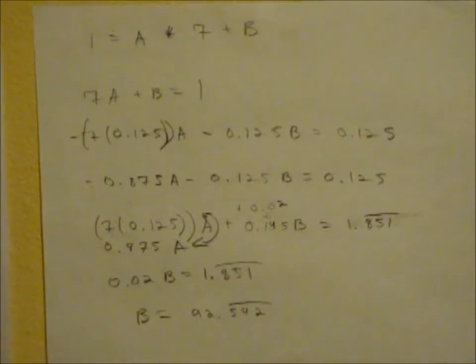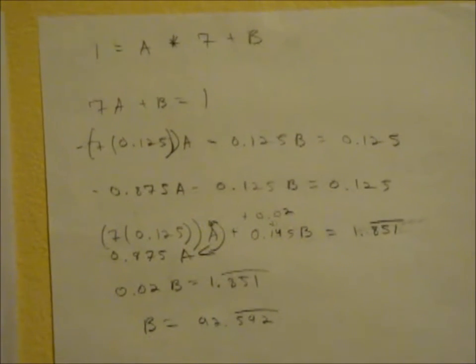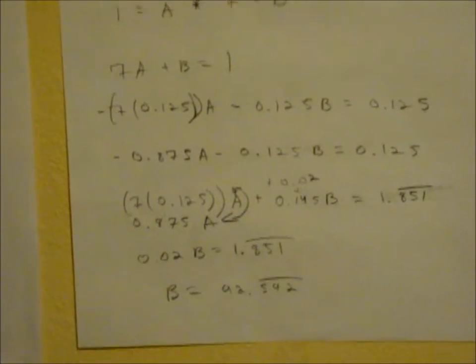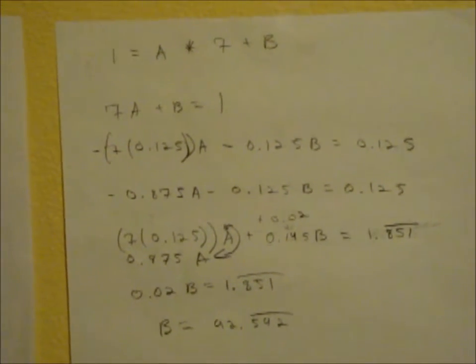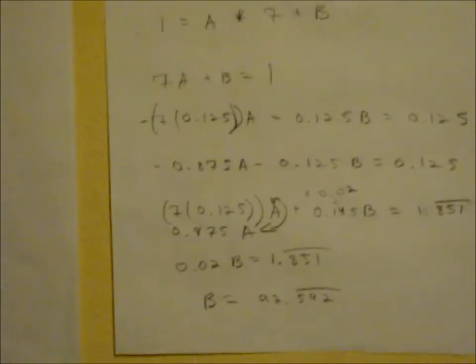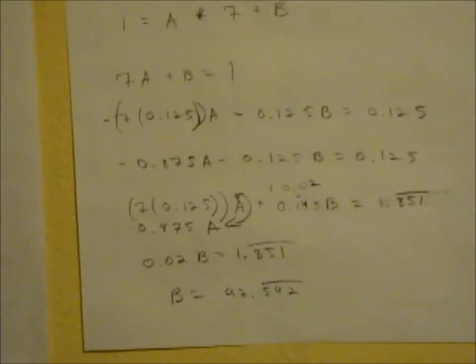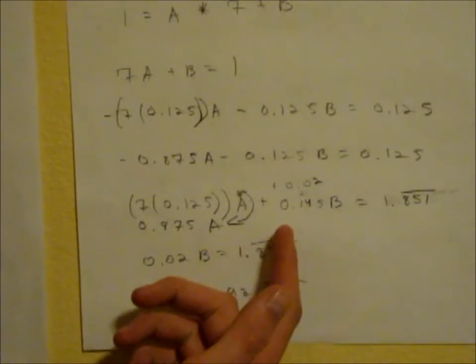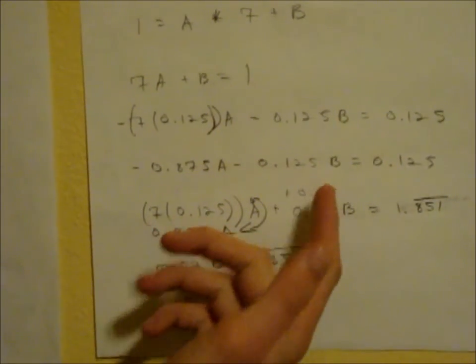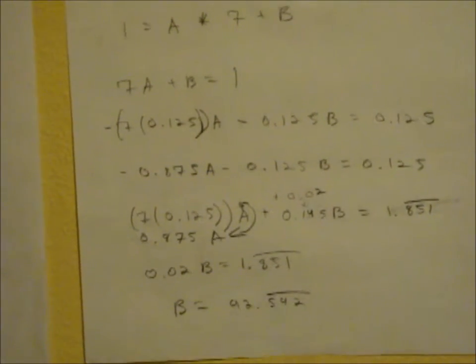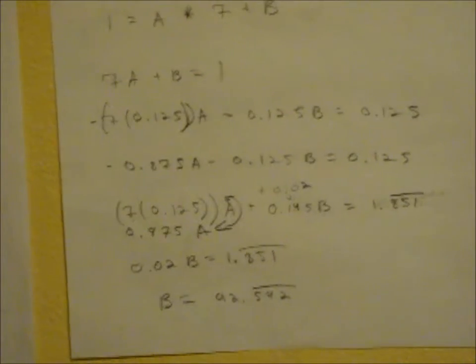So basically, I came up with -7 times the quantity 0.125 times a minus 0.125 times b equals 0.125. Then I wrote the same thing down below, except I already multiplied the 7 to it. Then instead of subtracting them, since my original was addition, I added them, except instead of 0.125, I had to add 0.02. So that gave me 0.145 times b, which equals 1.851 repeating.